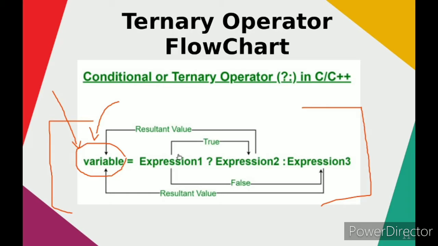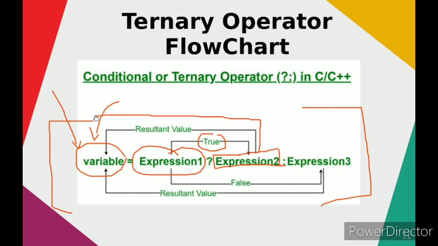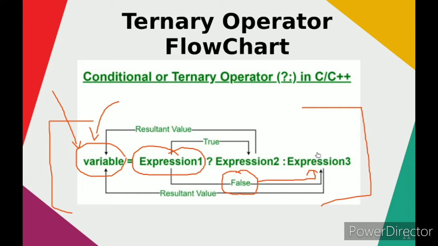After that, we have a first expression, and if this particular expression evaluates to true, then expression 2 is considered and evaluated, and the result of this expression goes on to be assigned to this particular variable. And if the first expression evaluates to false, then expression 3 is evaluated and the result of this expression gets assigned to this variable.